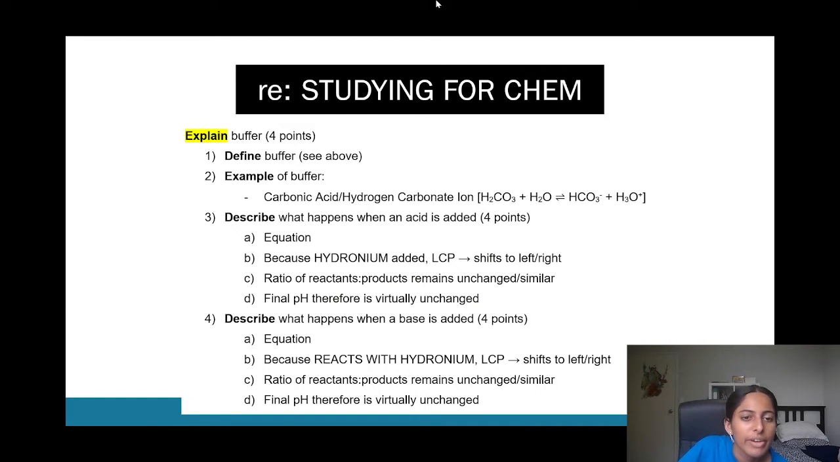Further on, provide an example of a buffer and explain what happens in a buffer. And in the case of a buffer, you would also explain what happens when another reactant is added. So that's kind of how you structure it. We do have practice questions today in this lecture, so you will be having a go at those as well. Feel free to ask me any questions.